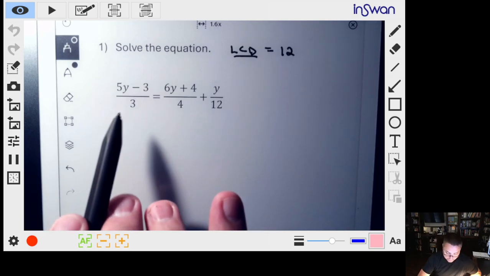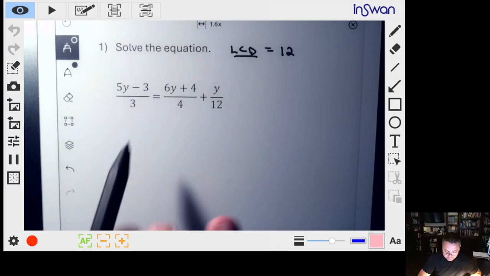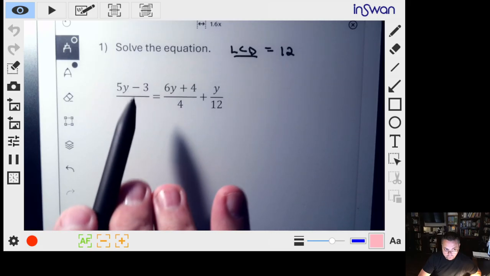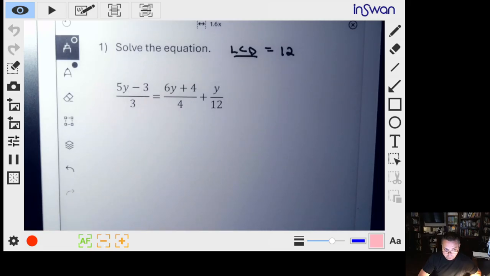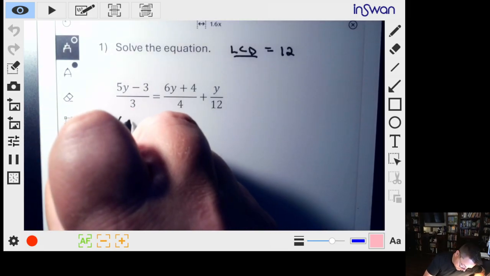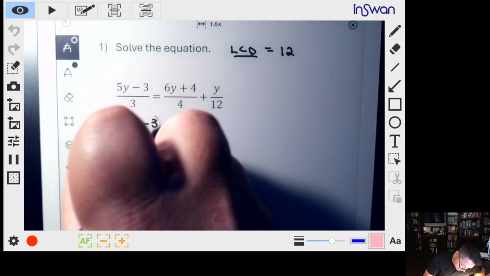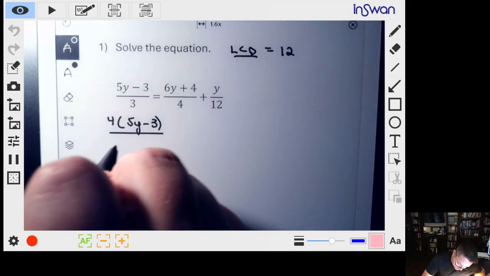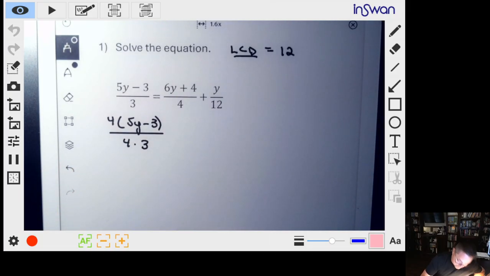So what I'm going to do is multiply the top and the bottom of the fraction by a number so that I can get the bottom to be 12. For this first fraction, I'm going to multiply the top and the bottom by 4. So it's going to be 4 times the quantity 5y minus 3, over 4 times 3.